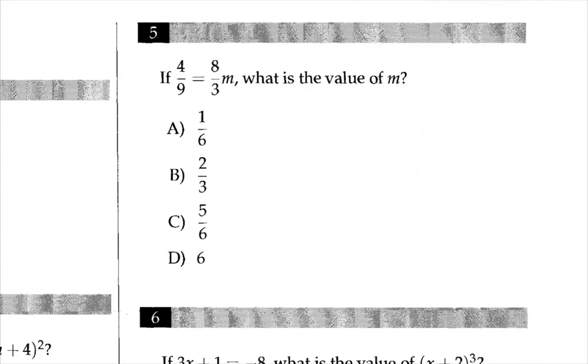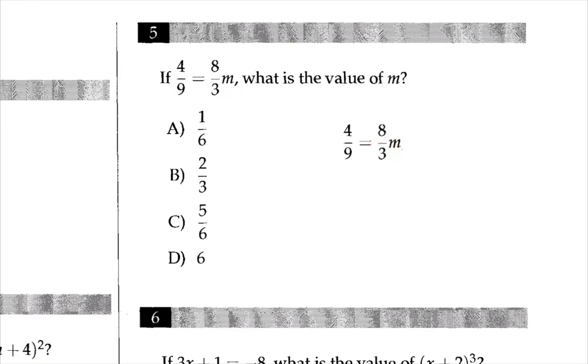Question number 5. If 4 over 9 equals 8 over 3m, what is the value of m? Again, this question also can be done in different ways, but for me, the best and the fastest way is to cancel 8 over 3 in one step, right? We need to get the value of m, so that means we need to eliminate 8 over 3. So how can we cancel or eliminate 8 over 3 in one step?